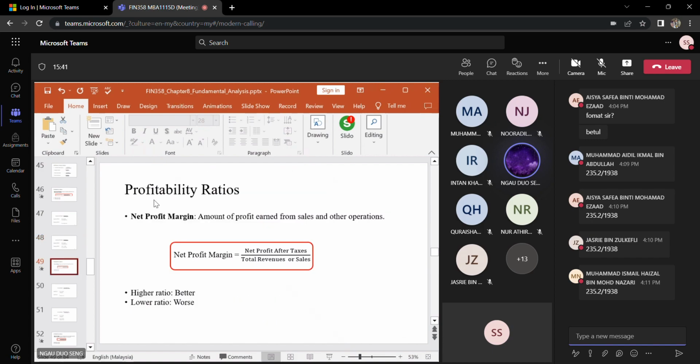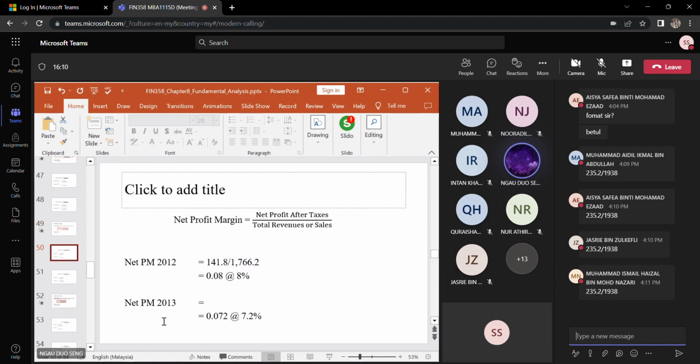Next, we have net profit margin. So we have amount of profit earned from sales and other operation. Formula, the net profit after taxes, atau sometimes we call net income, atau net profit divided by total revenue or sales. Again, the ratio higher is better, which means that we generate more income or more profit. So now you do the profit margin for year 2013.